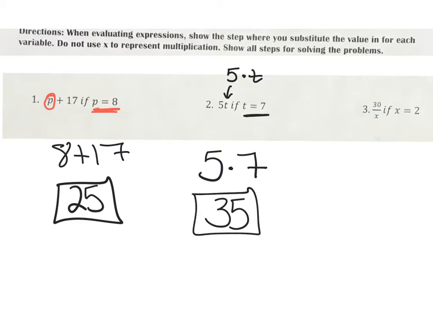Okay, and then we have this that looks like a fraction, which it is a fraction, but we also know that every fraction is a division problem. So we are going to replace the x with a 2 in this problem. So this would be 30 divided by 2, which when simplified is 15.